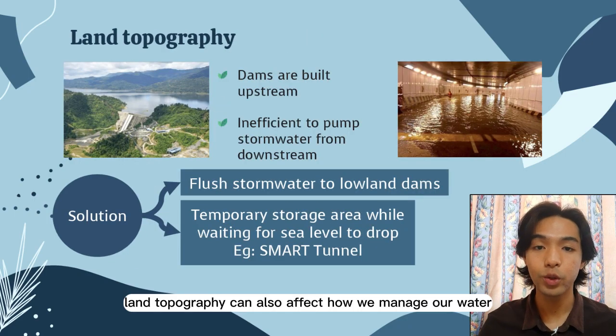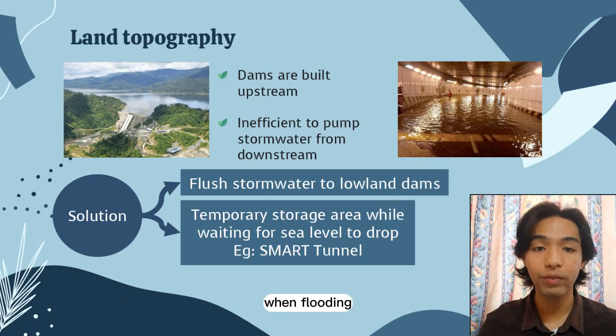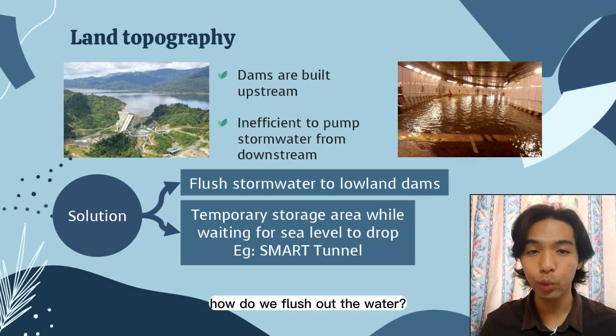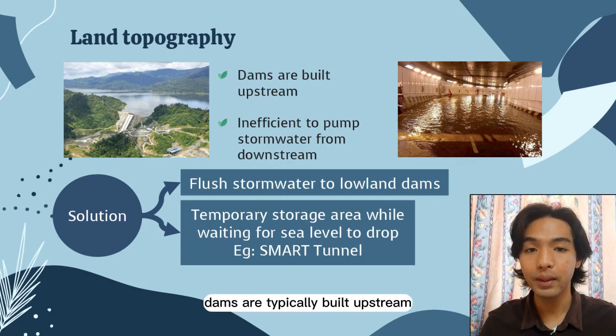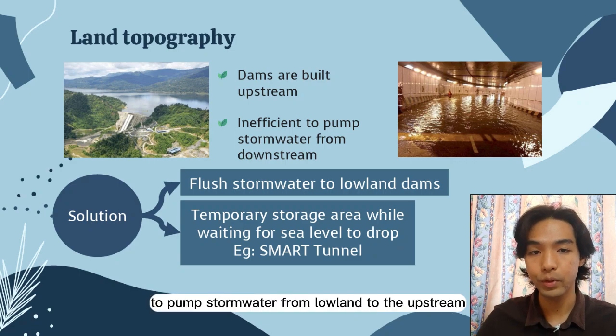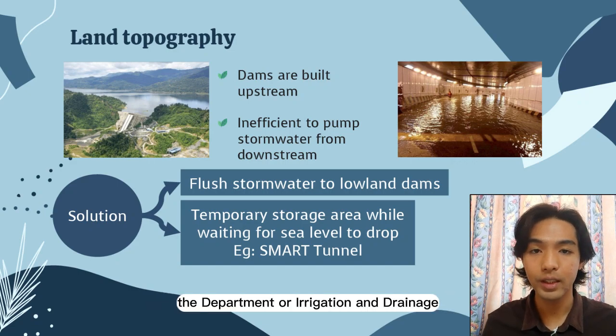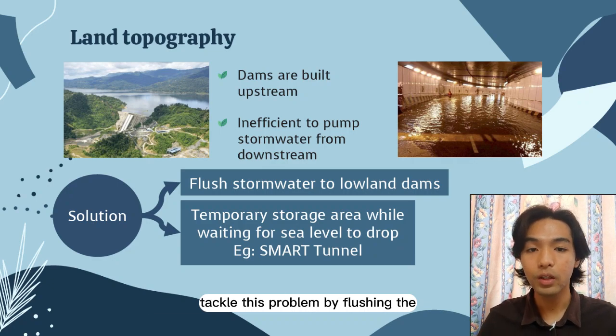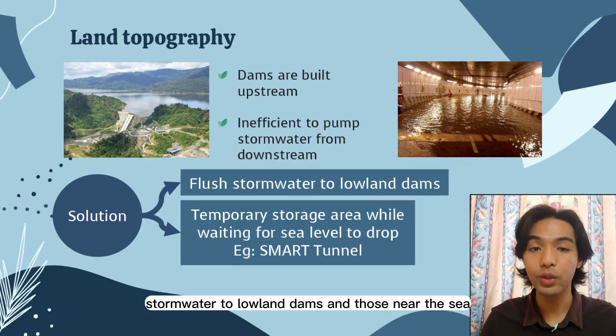Land topography can also affect how we manage our water. When flooding occurs in lowland areas, how do we flush out the water? Dams are typically built upstream, so it is inefficient to pump storm water from lowland to the upstream. The Department of Drainage and Irrigation tackled this problem by flushing the storm water to lowland dams and those near the sea.